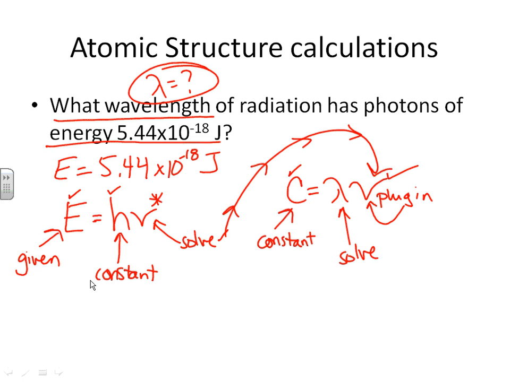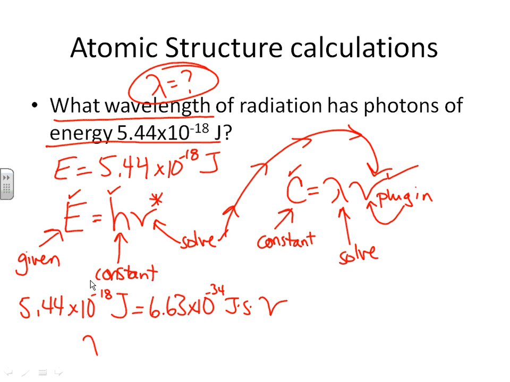We're going to take our energy, 5.44 times 10 to the negative 18th joules. We're going to set it equal to Planck's constant, 6.63 times 10 to the negative 34th joule seconds, times nu. You solve, divide both sides by Planck's constant. We get a nu value of 8.21 times 10 to the 15th hertz. This is not our answer, but it's very useful information. It's along the way to getting our answer. So this is part 1.